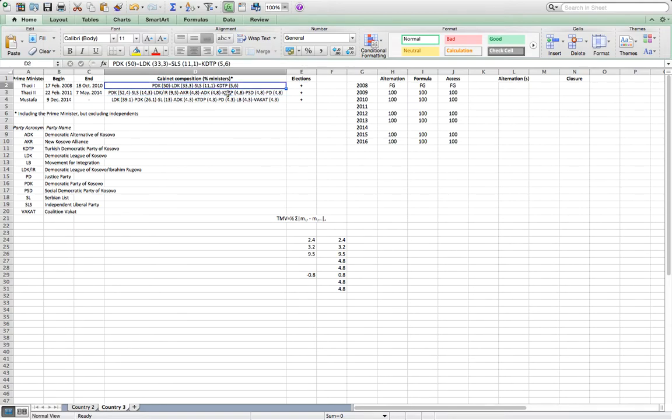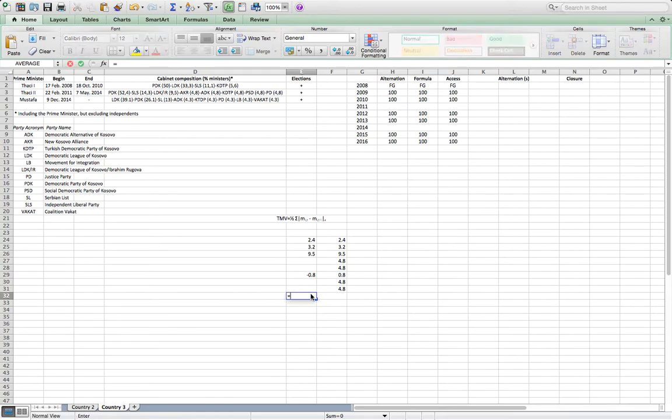However, look at 2008. Aren't you missing one party in 2011? PDK is also in 2011, SLS, the Independent Liberal Party, is in 2011, and the Turks are also in 2011. But the second main party in Kosovo, LDK, the Democratic League of Kosovo, is not there. Therefore, we need to look at the difference: 33.3 in 2008 minus 0 in 2011 gets a score of 33.3.